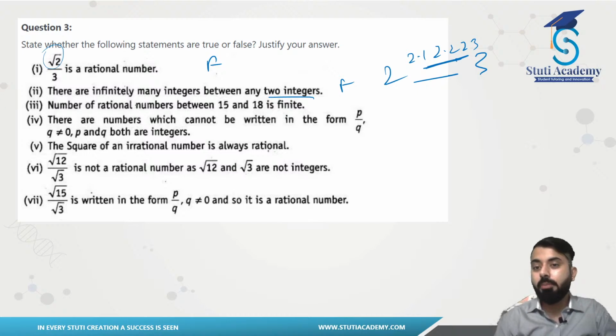Number of rational numbers between 15 and 18 is finite. See, you can have as many rational numbers as you want between any two given numbers. So this will be false here, because this has to be true. There has to be infinite numbers.